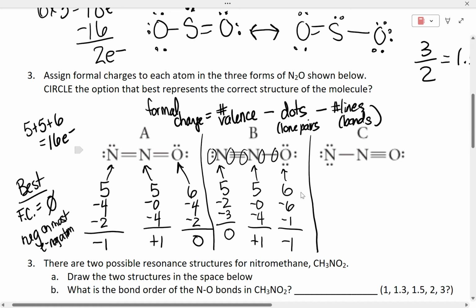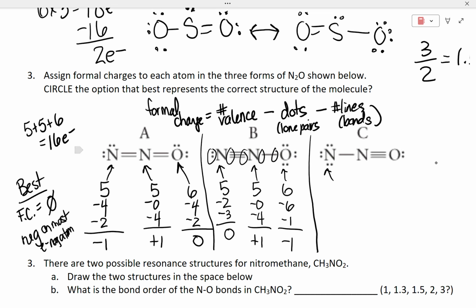Also, if you stop and notice, when you add up the formal charges, they add up to 0. The sum of the formal charges is going to equal the charge of the molecule or ion. So this molecule is neutral, so its formal charges are going to add up to 0. So +1 - 1, 0, that adds up to 0. Okay.